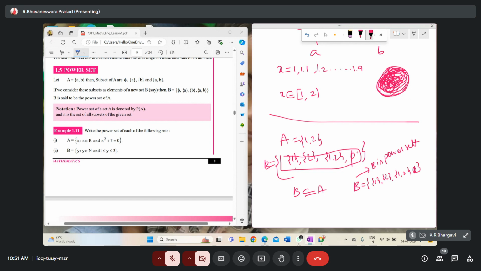Clear? And it is denoted by P of A. I write this B also as P of A. The set of subsets of A I write as P of A. So P of A has 4 elements.